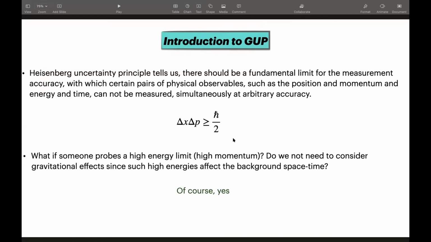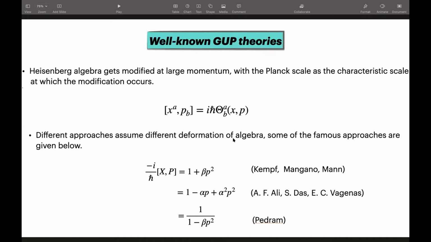So the Heisenberg uncertainty principle tells us there should be a fundamental limit for measurement accuracy with which certain pairs of physical observables, like position and momentum, and energy and time, cannot be measured simultaneously at arbitrary accuracy. So what if one probes a high energy limit or high momentum limit? Do we need to consider the gravitational effect, since such high energy affects the background space-time? Yeah, the answer is yes, of course. So how do we include these effects in the Heisenberg uncertainty principle?